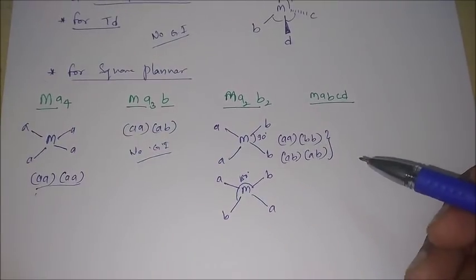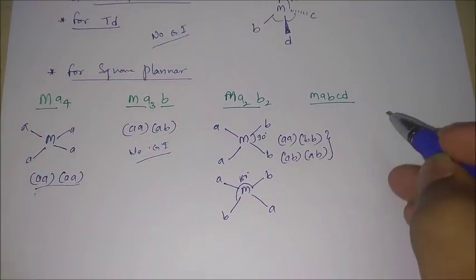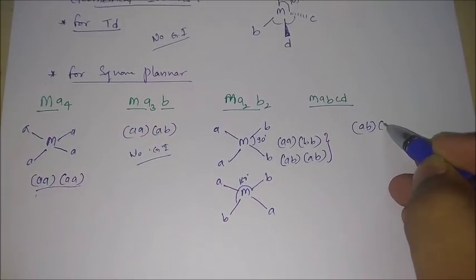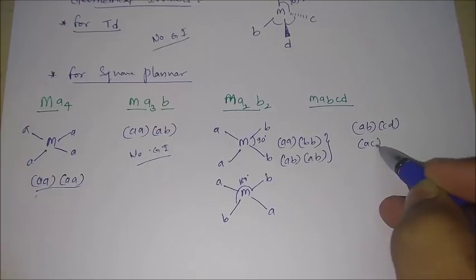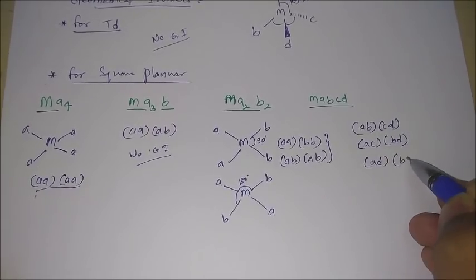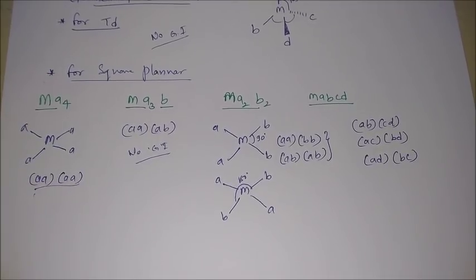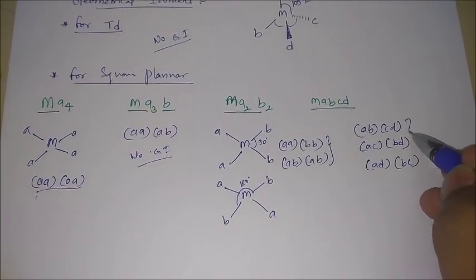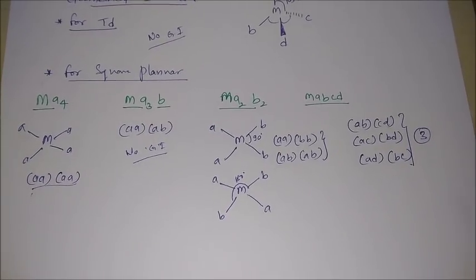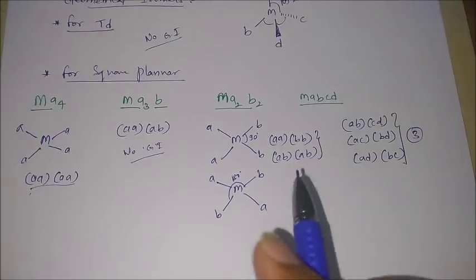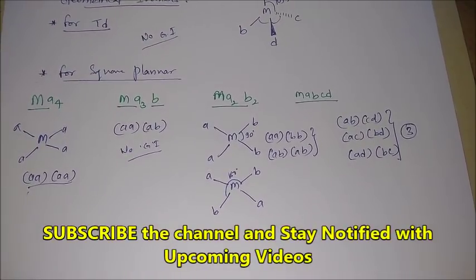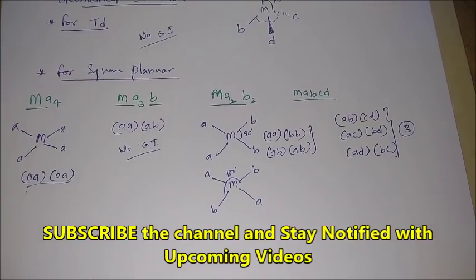Now let's talk about ABCD. In how many ways can you pair this ABCD? You can pair it like AB, CD like this, or AC, BD like this, or AD and BC. There is no other way of pairing it. So how many geometrical isomers will you get here? You will get 3 geometrical isomers. In this way you just have to pair them up and find the number of ways in which you can pair up, and you get the answer of how many that compound will possess.